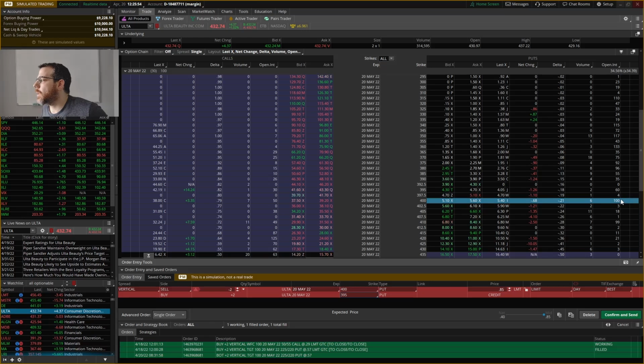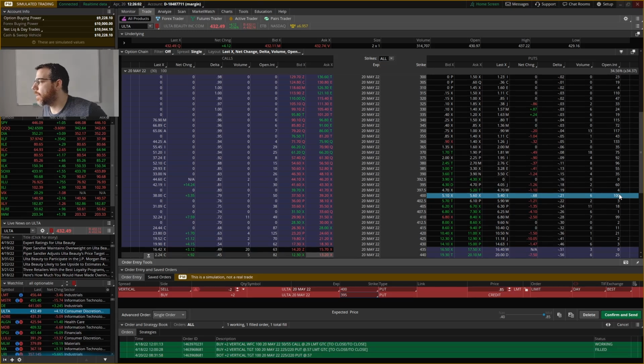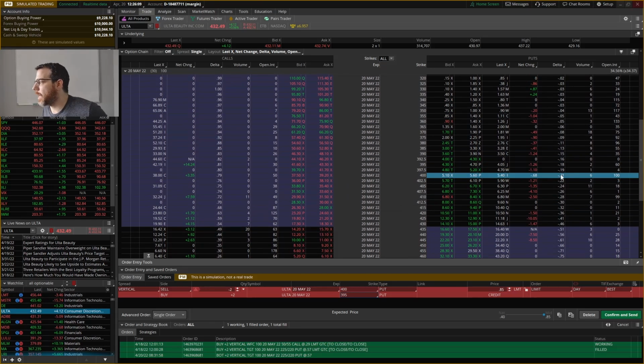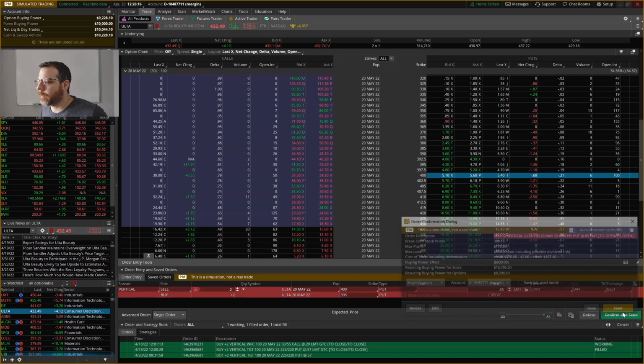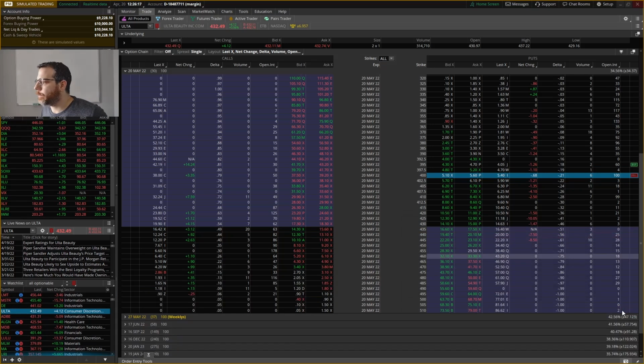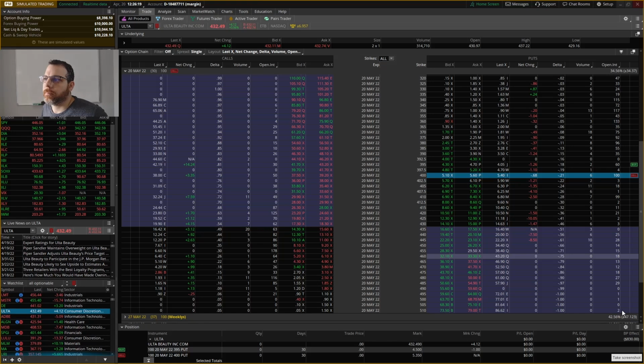And let's see. So we got some open interest, not a whole lot of volume. More open interest down here. But this looks like we got some contracts here. Not a huge amount, but it should be okay. We're going to try it out. Let's see if we can get filled. It looks like maybe not.